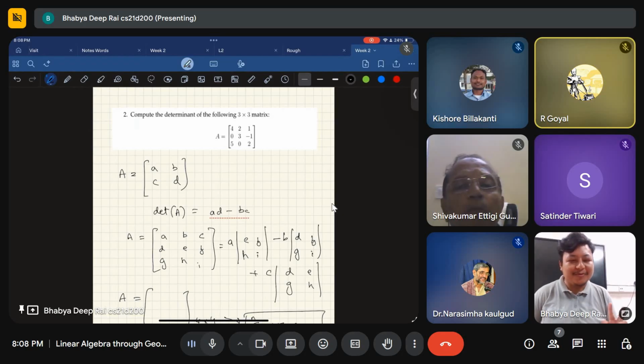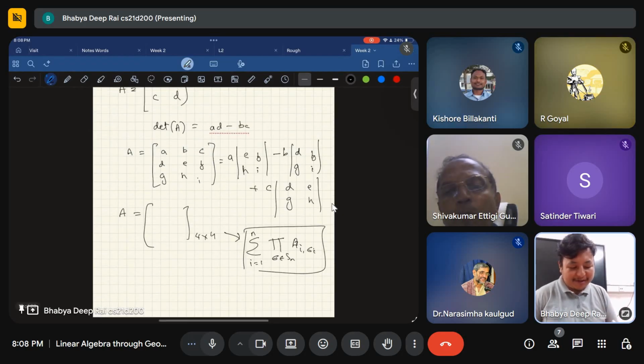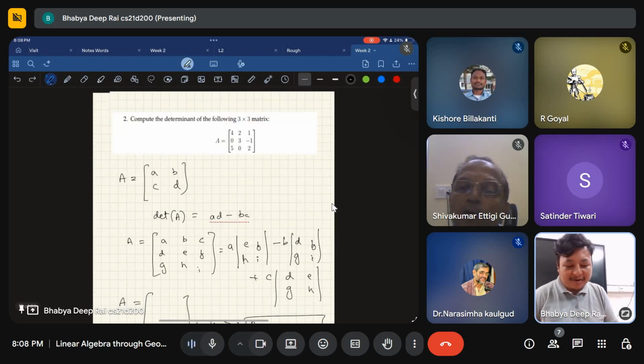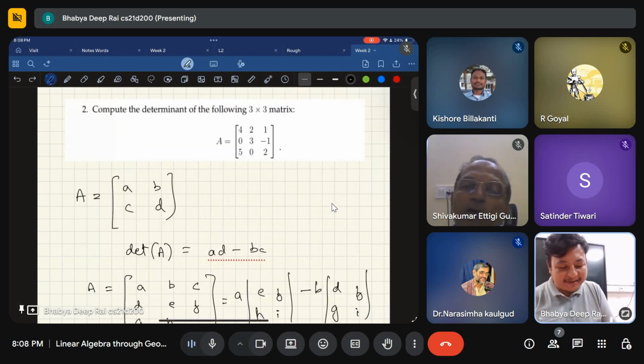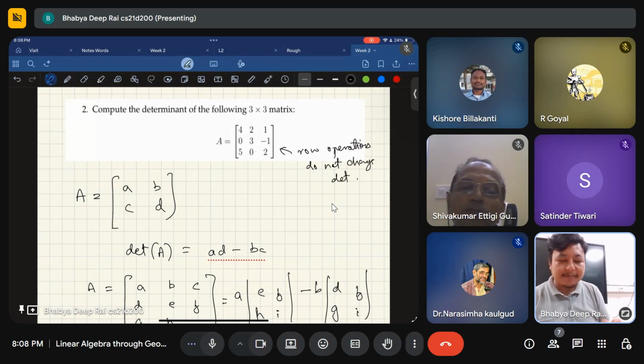Okay. So to do that, I can either use this difficult formula to compute that matrix, or there is another nice thing: row operations do not change the determinant. So I can subtract two rows. I can even do one nice thing, which is swap two rows.